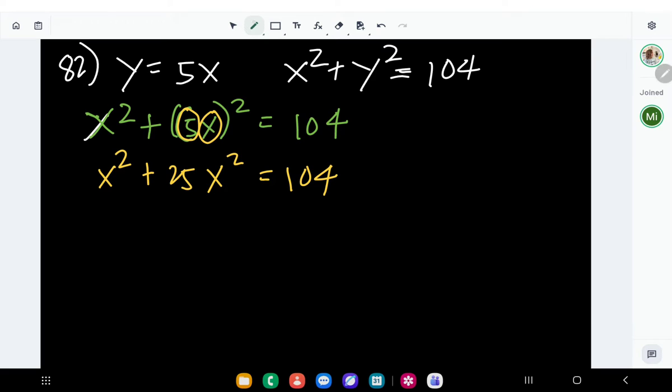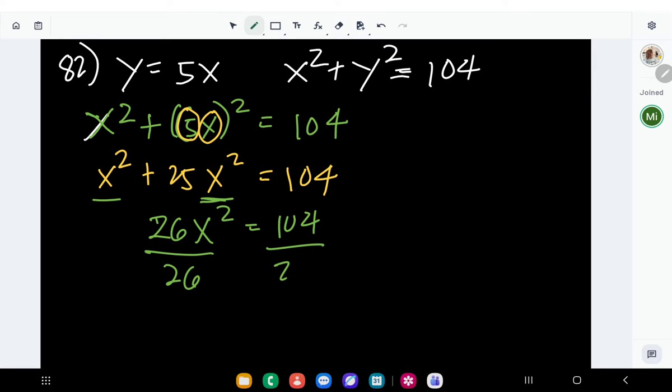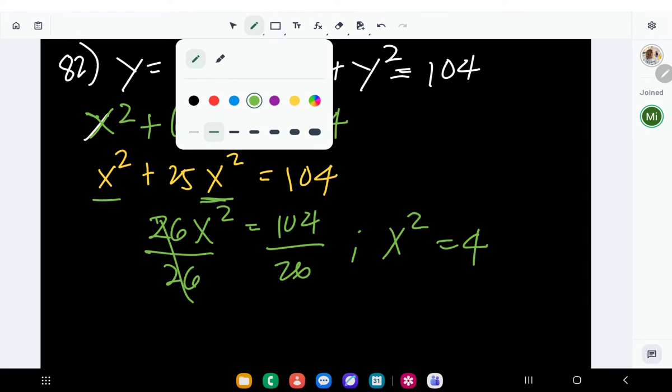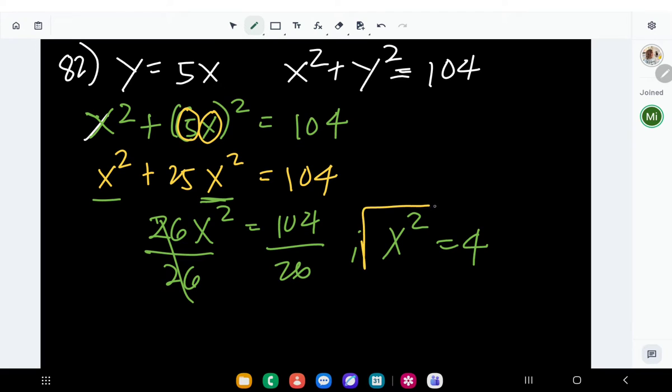Not yet. You group like terms. They're alike, right? So what is x squared plus 25x squared? Okay, 26x squared equals 104. And then you divide both sides by 26. So x squared is equal to, what is 104 divided by 26? Okay, 4. Then you get the square root of both sides. So x is equal to plus or minus 2.